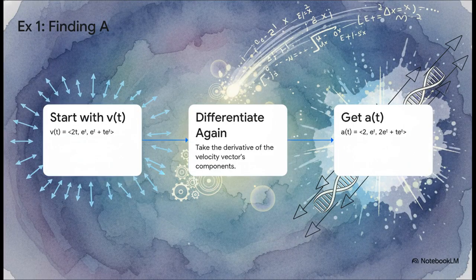Now for acceleration, we just do the exact same thing again, only this time we're taking the derivative of our new velocity vector. The first 2 parts are easy enough. And that last component? Yep, you've got to use the product rule again. After you work it out and simplify, you land on your final acceleration vector, a of t. See? It's just a process.